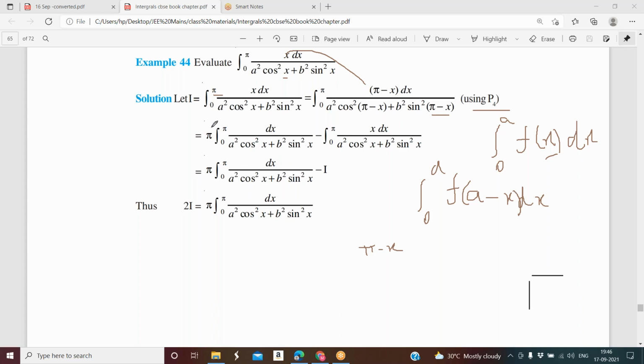So integral 0 to pi. Here we have two functions, pi minus x. So separated, pi divided by a square cos square of pi minus x plus b square sin square of pi minus x. Minus x divided by this. Here pi is a constant, take it out, integral 0 to pi dx by a square cos square x plus b square sin square x. And this one is actually the given problem. Plus I, so minus I. Bring this I to the left hand side, it becomes 2.